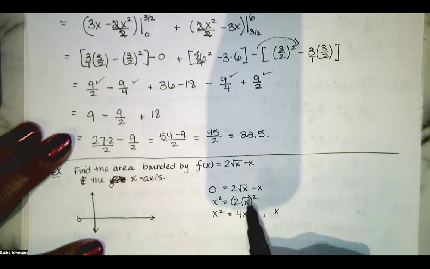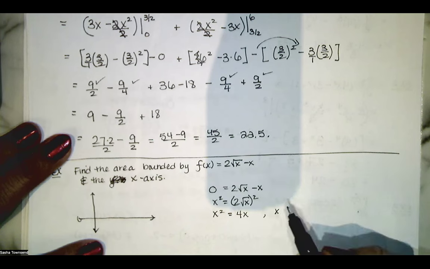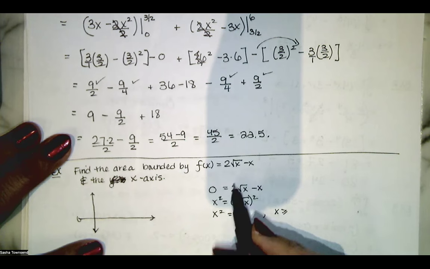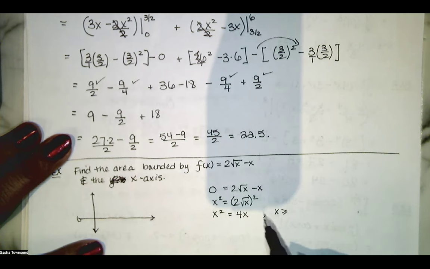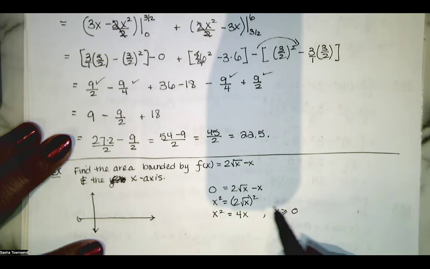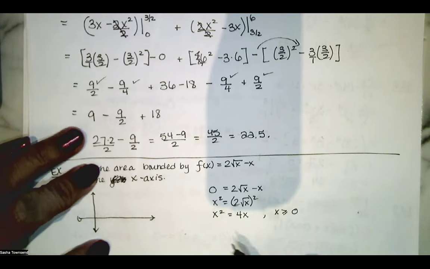But I want you to remember this original function was only well-defined for x greater than or equal to 0. We can't take the square root of a negative number. So this equation is not equivalent to this equation, but the solutions of this equation are included in the solutions of this equation. So if this is true, then this is true, but there might be some solutions of this that aren't actually solutions of that. So we got x squared equals 4x, and we want to require x to be greater than or equal to 0 because that was the original domain of this function.